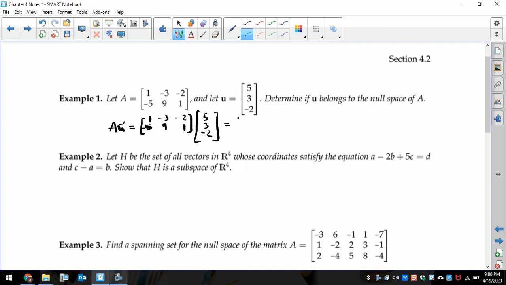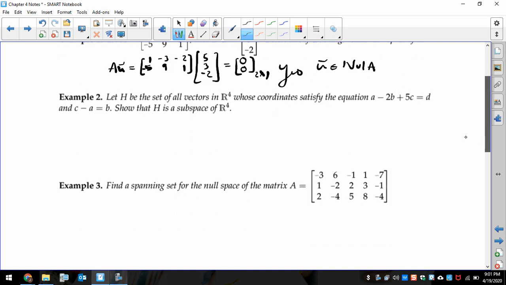Okay, so here we're going to get an element that's 2 by 1. This is a 2 by 3, and this is a 3 by 1, so it's going to give us a 2 by 1. The first element is 5 minus 9 is negative 4, plus 4 is 0. The next one is negative 25 plus 27 is negative 2, and plus 2, positive 2, and then minus 2 is 0. Okay, so the answer is yes, U is in null A.